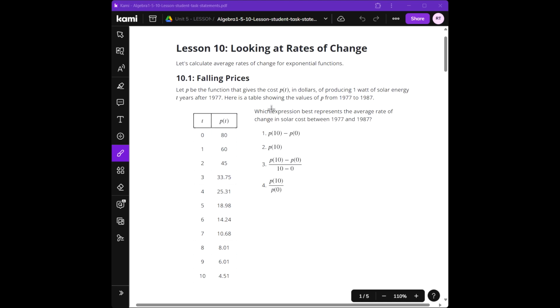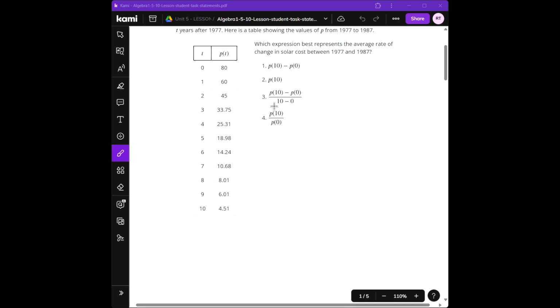Okay, so for the first problem, we're looking at rates of change. Let P be the function that gives the cost P of T, in dollars, of producing 1 watt of solar energy T years after 1977. Here's the table. We want to know which expression best represents the average rate of change. Let's look at the first one.